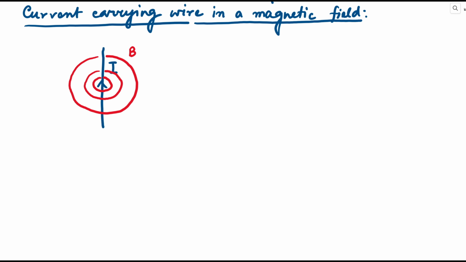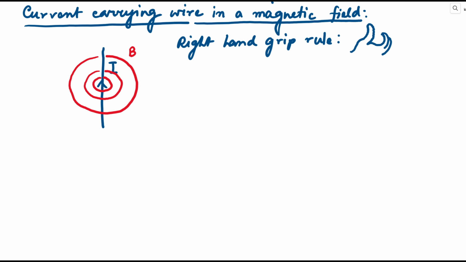Now, to get the direction of these circular magnetic field lines, we will have to use the right hand grip rule, which you might be familiar with from last year. What it tells us is that we'll have to point the thumb of our right hand in the direction of the current through the wire. And then if we curl the rest of our fingers, the curling of the fingers shows us the direction of these circular magnetic field lines.